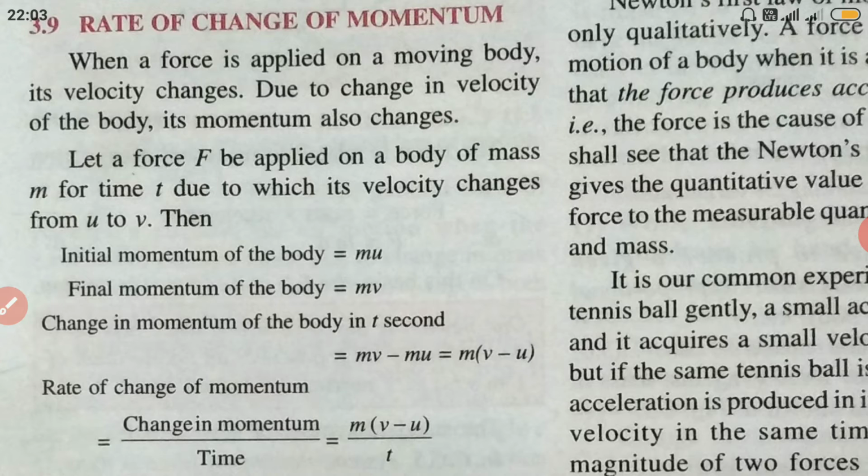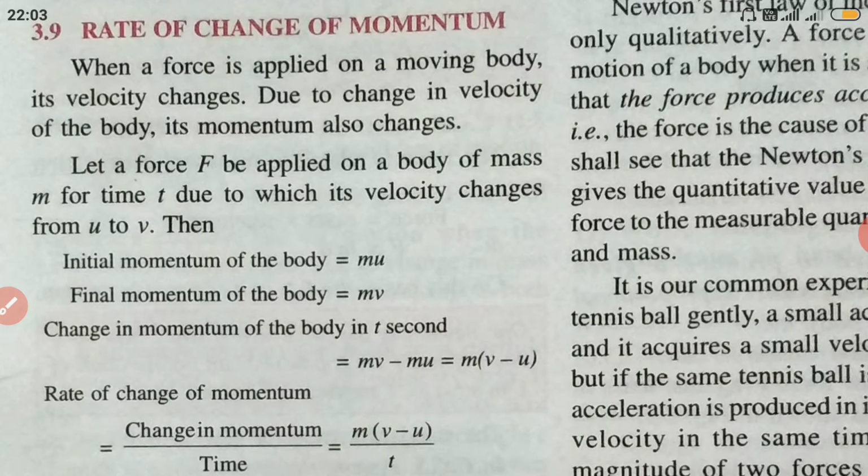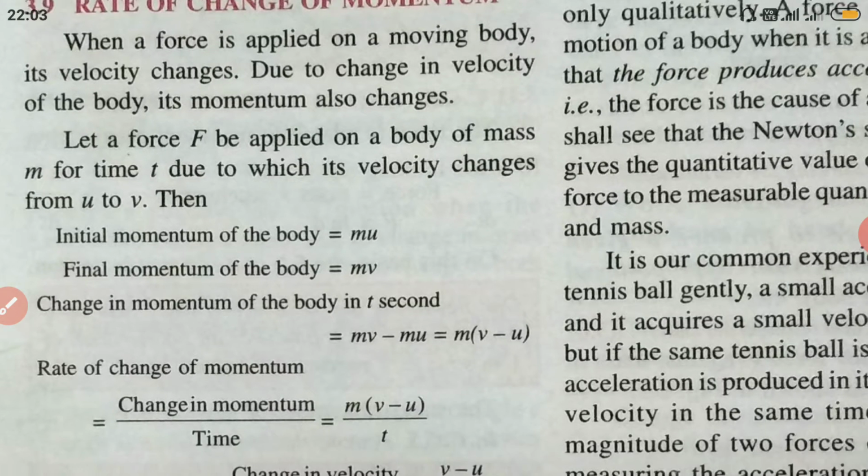If the change in momentum is fast, if it takes less time, then the rate of change of momentum is more, and if it takes more time, if the change is very slow, then the rate of change of momentum is less. So rate of change of momentum means how fast or how slowly the momentum is changing. When a force is applied on a moving body, its velocity changes. Due to the change in velocity of the body, momentum also changes.